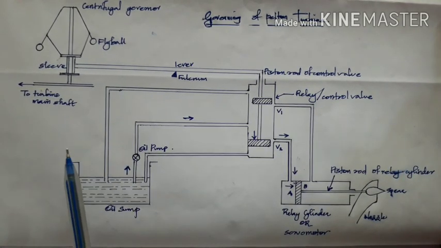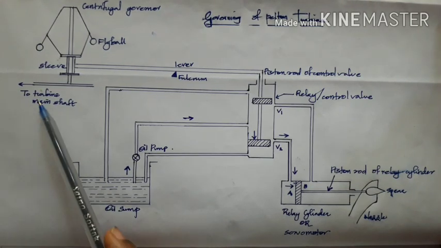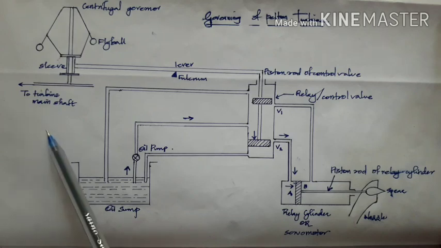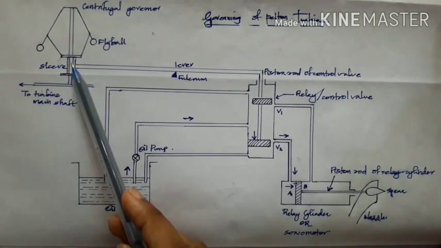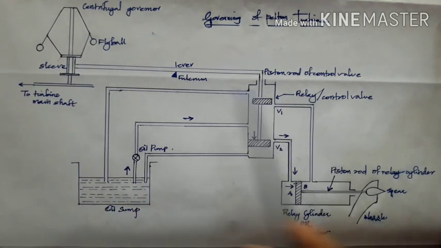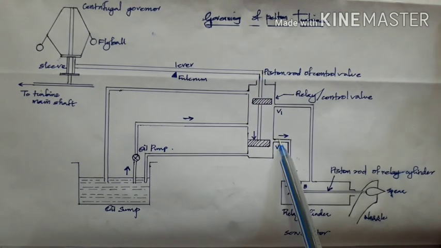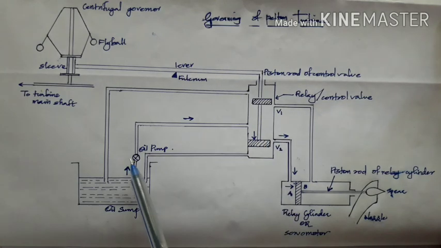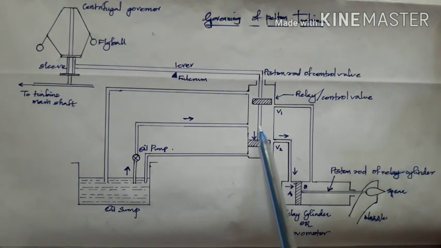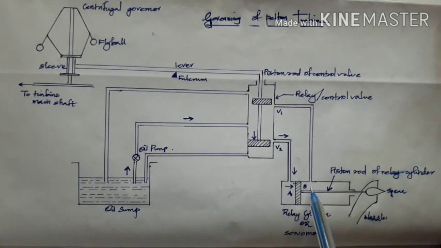Now considering the second condition, that is when the load is increasing. When the load is increasing, the speed of the turbine shaft will decrease, so the fly balls will come down, so the sleeve will move down, the lever will help the piston rod to come up, so V2 is closed and V1 will open, so the oil pumped from the oil sump will go through only V1, reaching the face B of the piston in the relay cylinder.